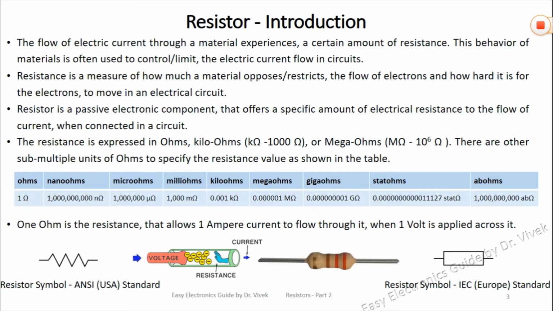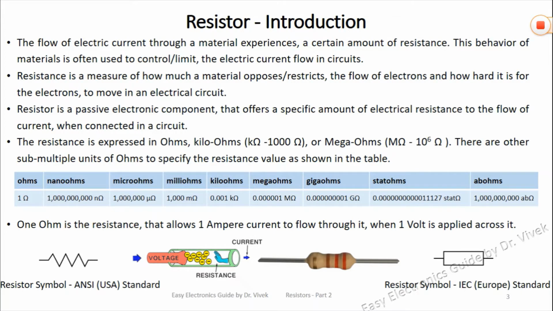When we connect a power supply across a conducting material, there will be electric current through it. This electric current flow experiences an opposition. Resistance is a measure of this opposition to the flow of electrons. The components possessing this property are known as resistors. So, a resistor is a passive electronic component which offers a specific amount of electrical resistance to the flow of current when it is connected in a circuit. That means a resistor can be used to control or limit the circuit current.